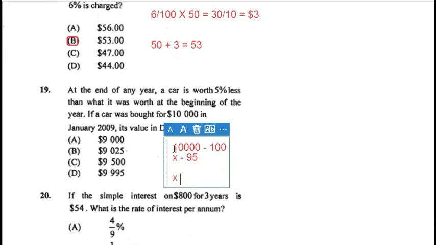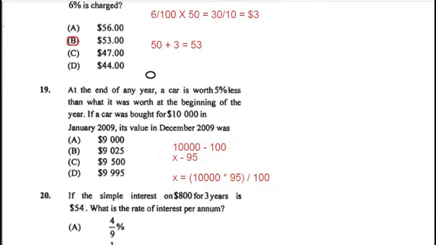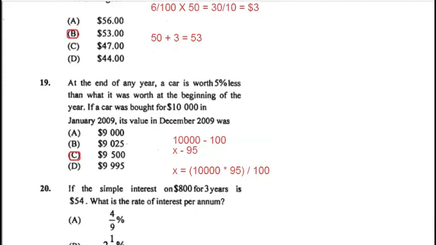So therefore X is equal to the $10,000 multiplied by 95%, and all of that is divided by 100%. And when you do that calculation, you will result in 9,500. So you can cancel both zeros from the 100 with 2 zeros from the 10,000, and you're left with 95 multiplied by 100, and therefore our answer is C, 9,500. So we're moving nicely along, guys.